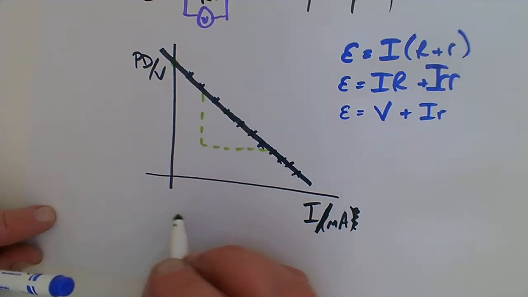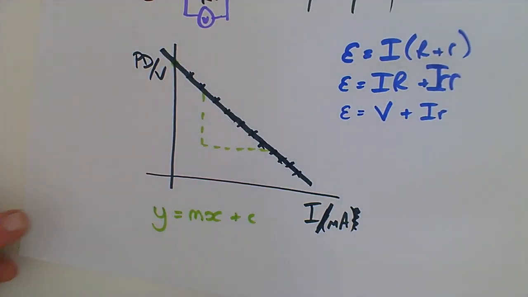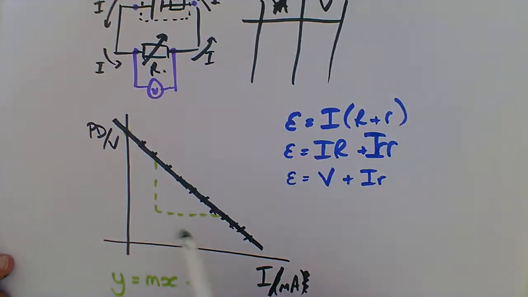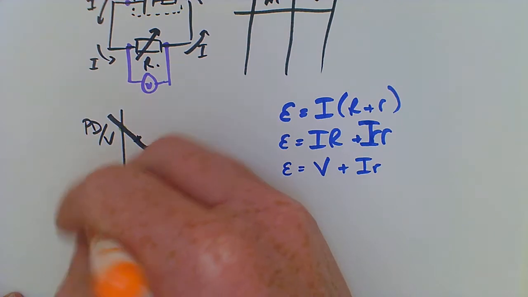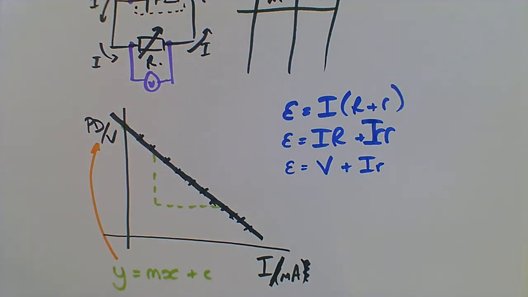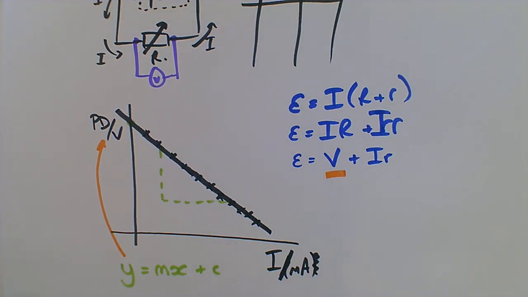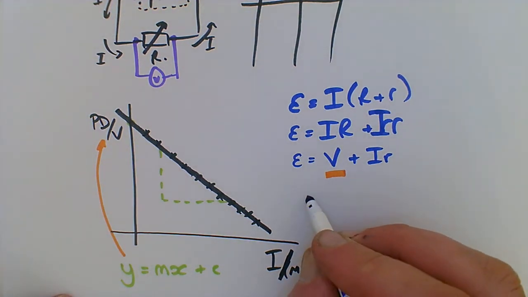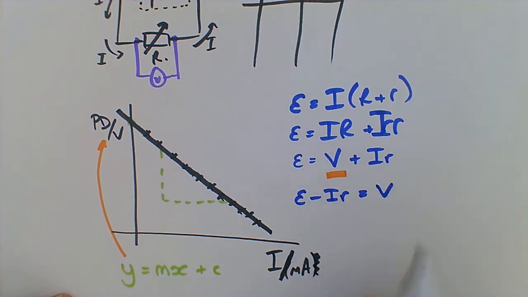So you'll remember I've got to do a bit more work on this, but y equals mx plus c. Now in this case here, the y is the PD. Now I need to get that on its own. Right? At the minute, it's not on its own. So I need to rearrange. I'm going to chuck the IR over to the other side, and I'm going to be left with epsilon minus IR equals V.